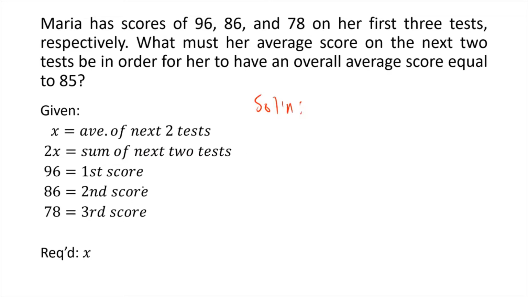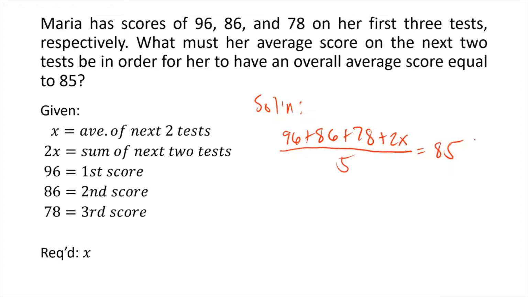To find x, we have to set up the equation for the overall average score. So we're dealing with an average. It's equivalent to the sum of all the scores divided by the number of tests, right? So we have 96 plus 86 plus 78 plus her scores on the next two tests, which has a sum of 2x, then divided by the number of tests. So 1, 2, 3, 4, 5 tests, equal to 85.